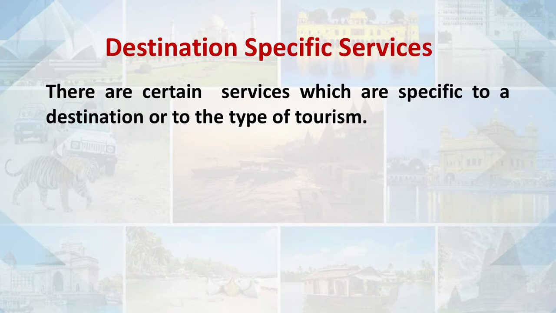So, the destination specific services. There are certain services which are specific to a destination or to the type of tourism. What type of destination it is and what type of tourists are visiting that destination, it depends upon both things. For example, in the adventure sports related tourism industry, these people will be moving towards those areas where adventure sports can be taken up. For example, in Himachal Pradesh, in Bir Billing, there is a particular place for paragliding and parasailing activities. It is one of the famous destinations.